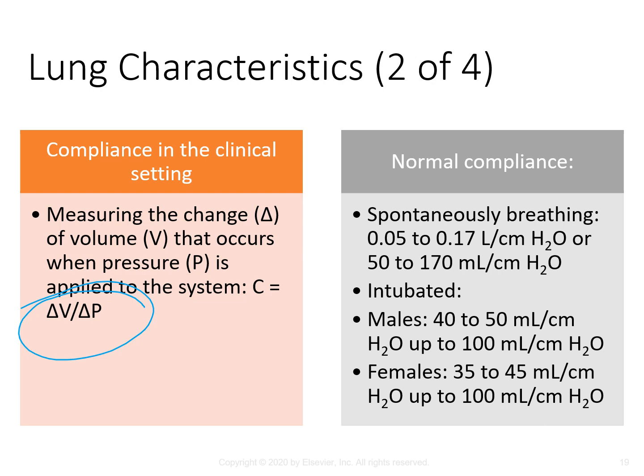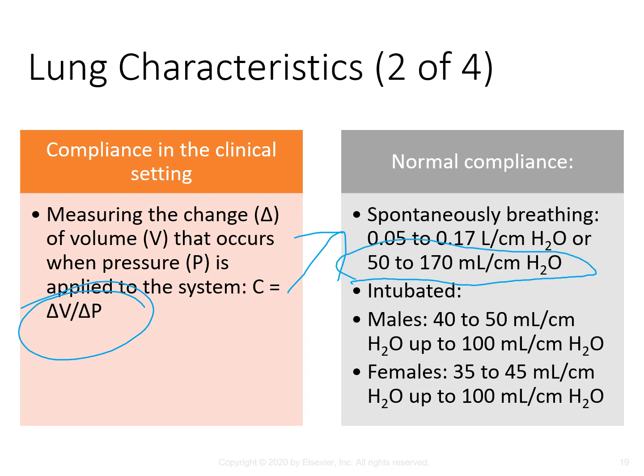When we look at normal compliance, you do need to know this for a spontaneously breathing person. It could be anywhere from 50 mLs to 170 mLs per centimeter of water, right? 50 to 170 mLs per centimeter of water. That's a normal spontaneous lung compliance.